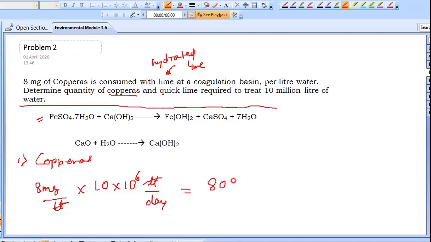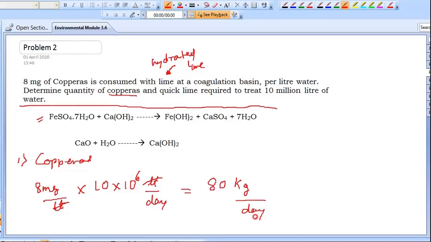10 raised to 6, that I will write it as kg per day. And I got how much? 8 into 80... kg per liter. Sorry, 80 kg per day. Okay? That much I got.